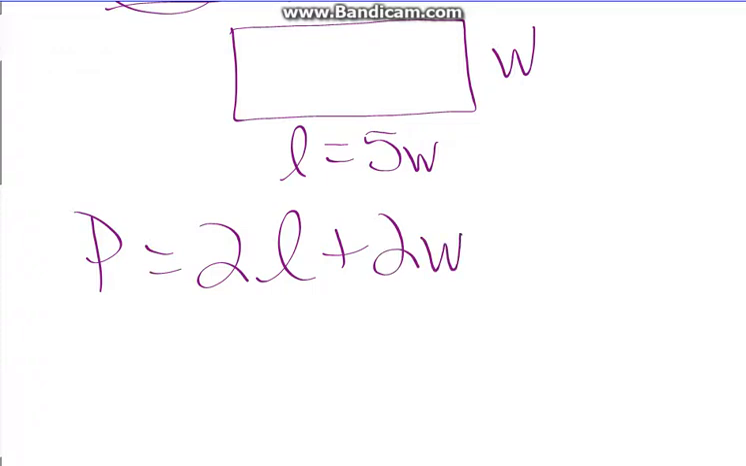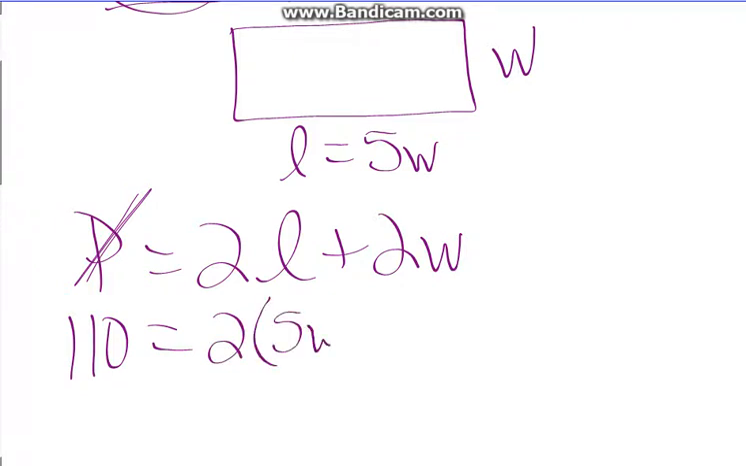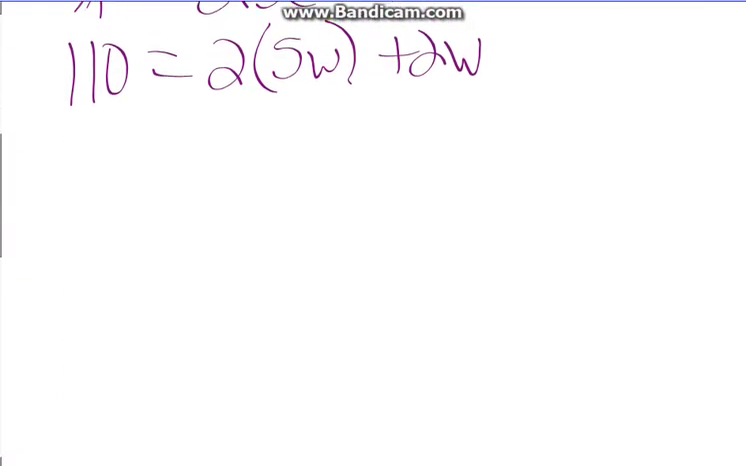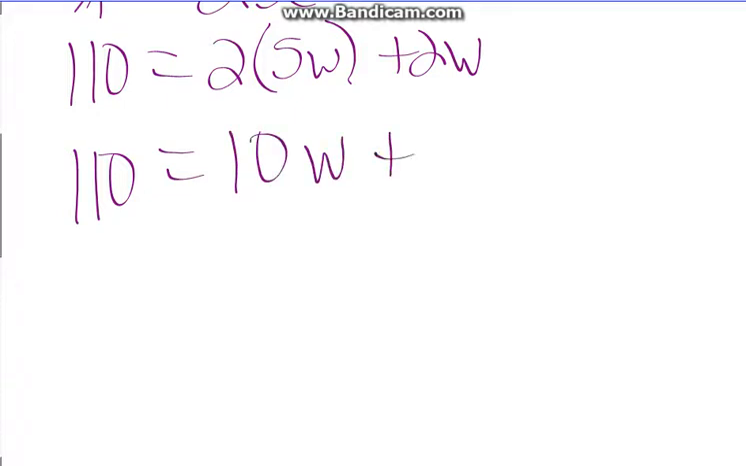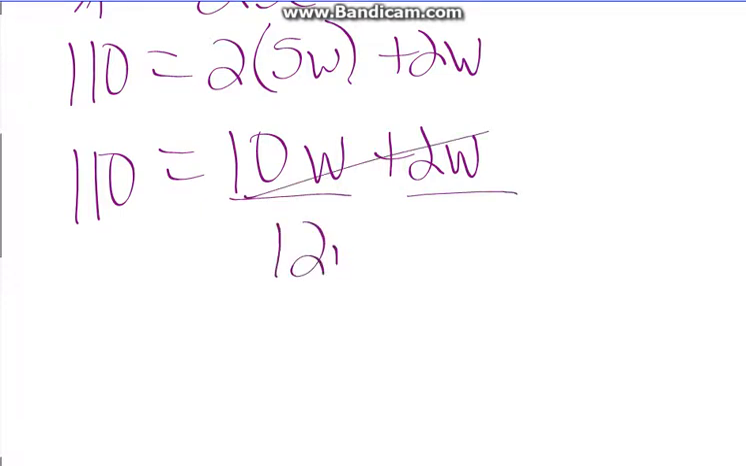Okay, and we know that the perimeter is 110 centimeters, so we're going to replace that for P. And we know our length is 5w, so we're going to substitute 5w for length. Now let's just solve for our width. So we have 10w plus 2w equals 110. Combine your like terms and we get 12w equals 110.